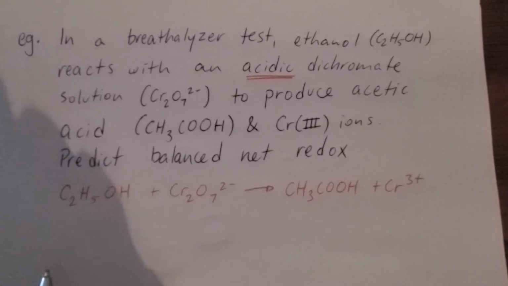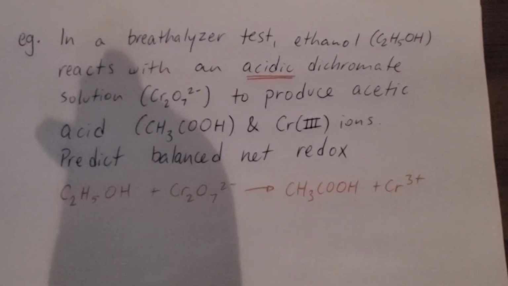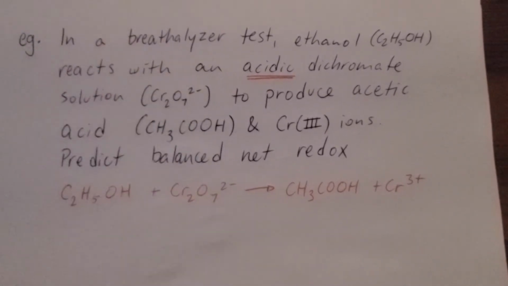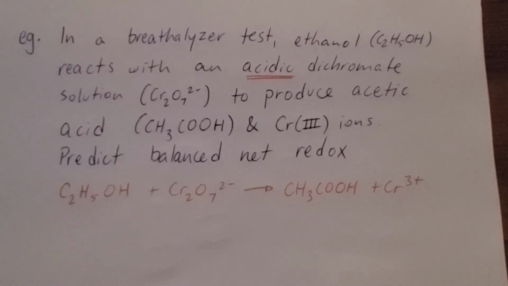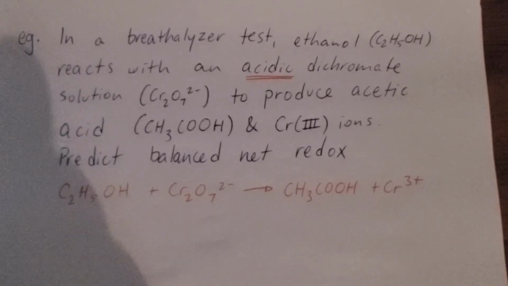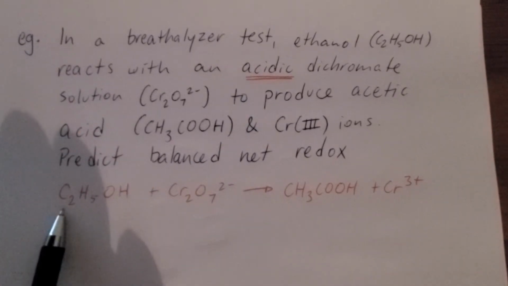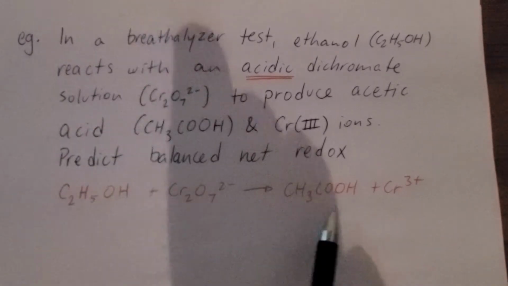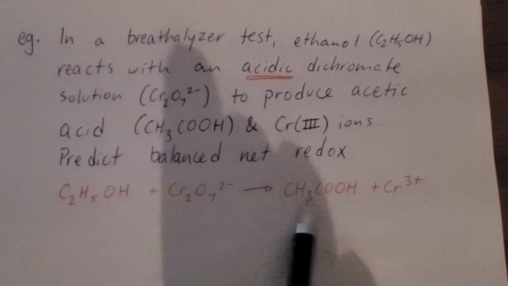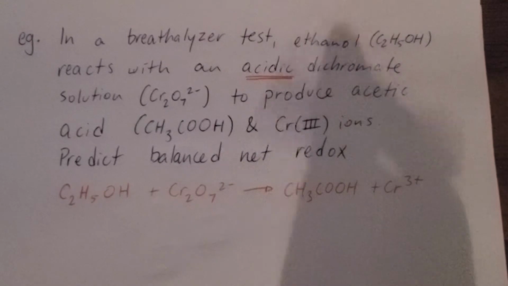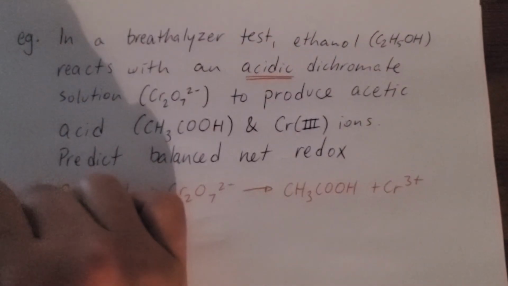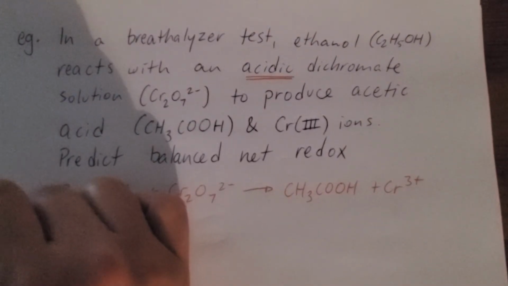What we're going to do is split this into two half reactions. Okay, and it's usually pretty obvious which reactant goes with which product. What you do is you look at your non-oxygen, non-hydrogen atoms to see what goes together. So this ethanol has a carbon, acetic acid has carbons. So that's going to be, I'll call it half reaction 1.